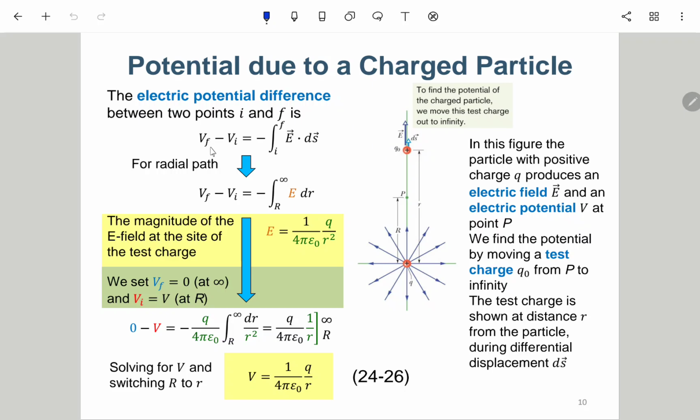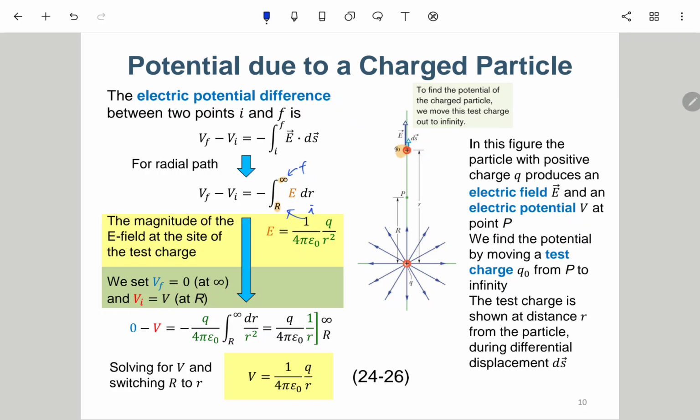We consider a radial path, and we try to pick Vi at r. This is the i point, and this is the f point. The f point is from infinitely far away, which means that we try to move this charge from r.